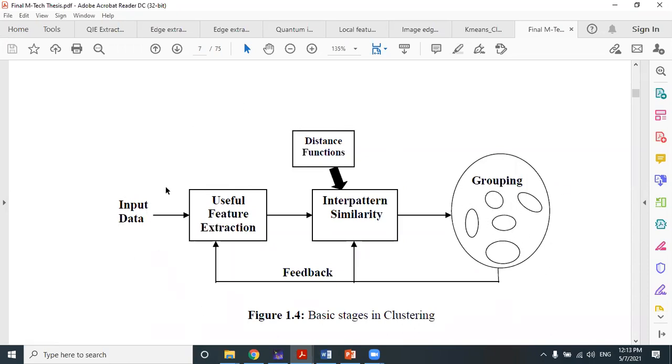It is an iterative process. These steps will be repeated, looping until all the input data are clustered properly and no input data is left. So this is the overall basic stages of the clustering process. Do you understand it? Is it clear to everyone? These are the basic stages in clustering. Is this diagram clear to everyone?